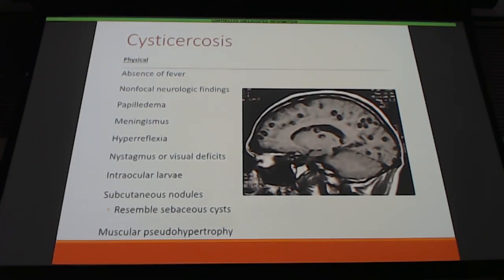Okay, so here's some physical signs. Okay, it's really not affecting anything, so you're not going to have a real fever. Okay, non-neurologic findings, papilledema, and then depending upon where it's actually affecting you, there's some of those physical symptoms that you're actually going to get. And there at the bottom is your muscular pseudohypertrophy. Here in a bit, I'll show you an X-ray with a whole bunch of cysticercosis, which will kind of demonstrate why you end up with pseudohypertrophy of the muscles.